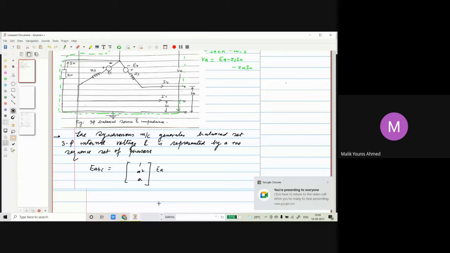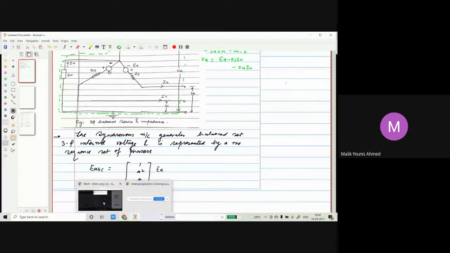Okay, yesterday we were talking about sequence networks of the alternator, and we have drawn this diagram, and after that we have applied Kirchhoff's law.